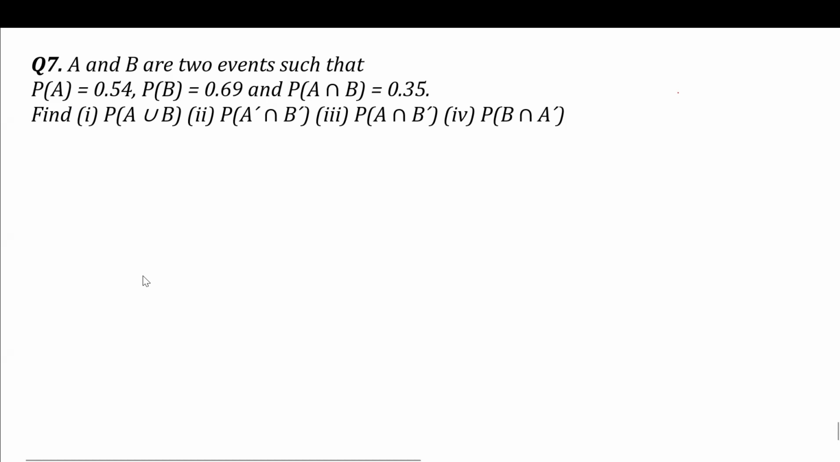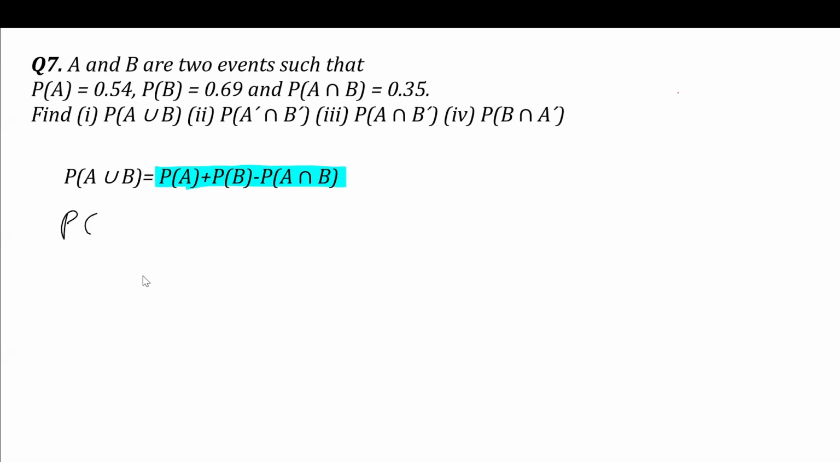P(A union B) is P(A) plus P(B) minus P(A intersection B), right? So we know this, that is P(A union B) is equal to P(A) plus P(B) minus P(A intersection B). So simply we are going to replace these values. So we have P(A) as how much given? 0.54 plus P(B), which is 0.69, minus P(A intersection B), that is 0.35.